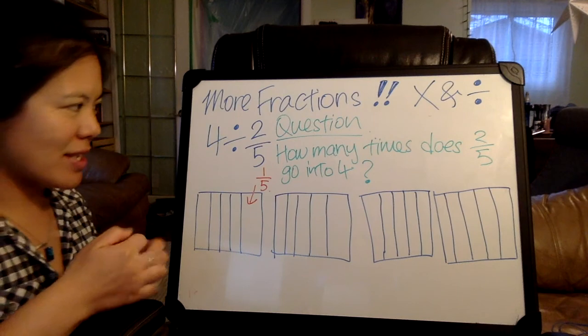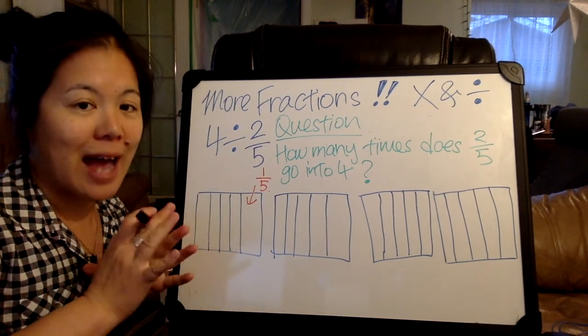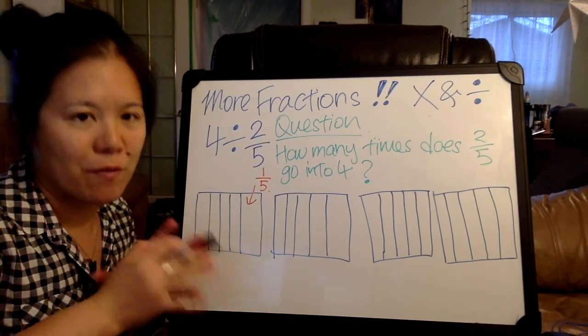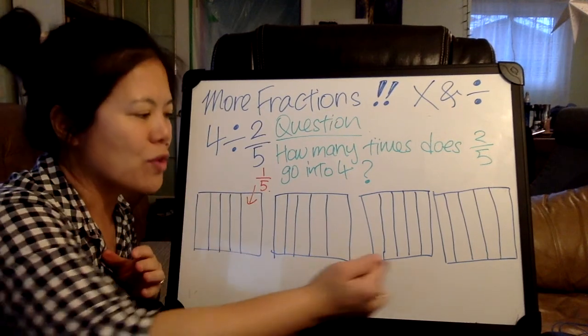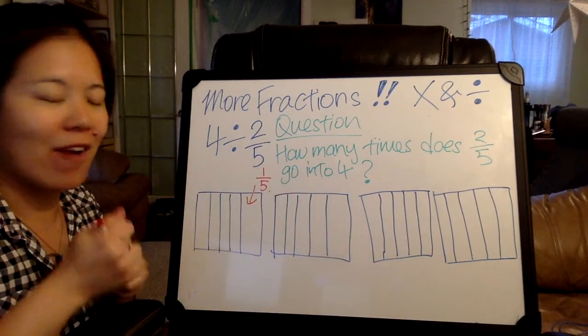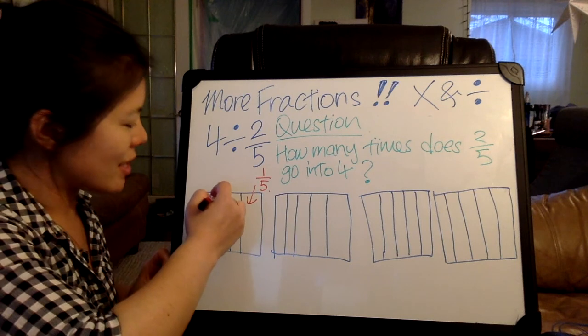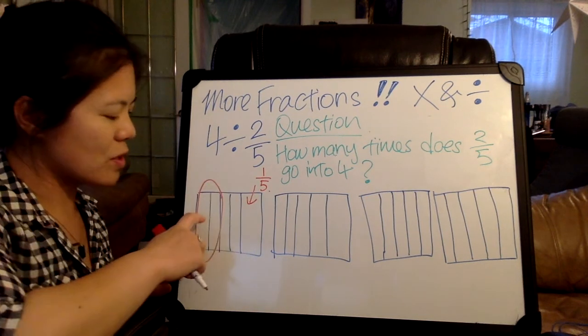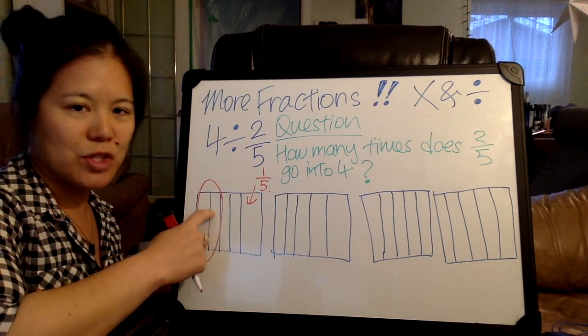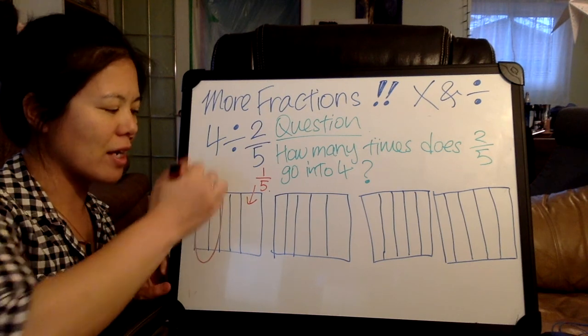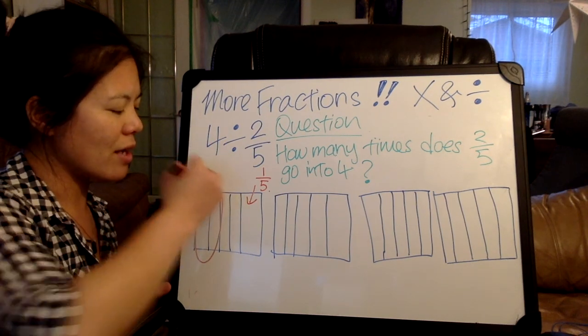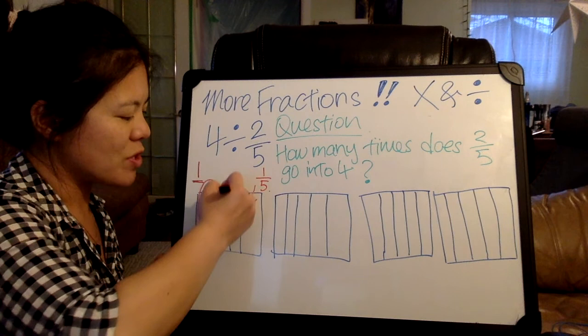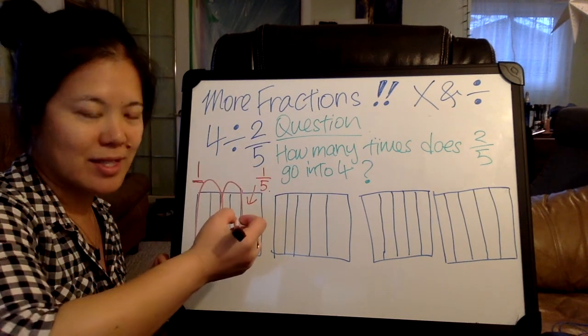What we want to know is how many times 2/5 goes into the 4 wholes. So I'm going to start counting. First, I have 1, that's 2 out of 5. So I am counting 1. I have 2. That's my second 2/5.